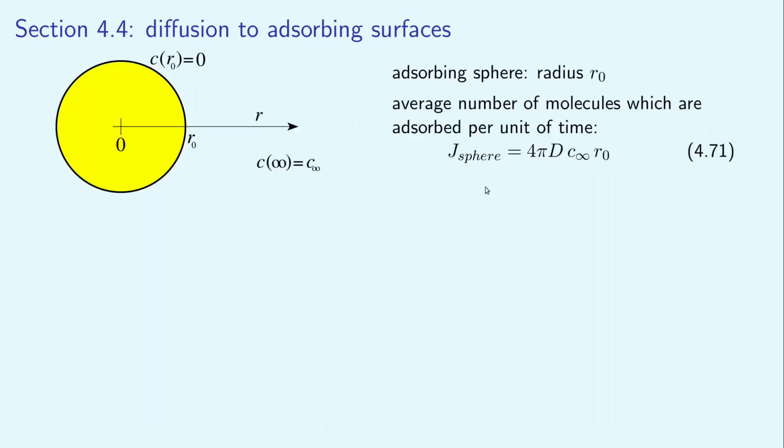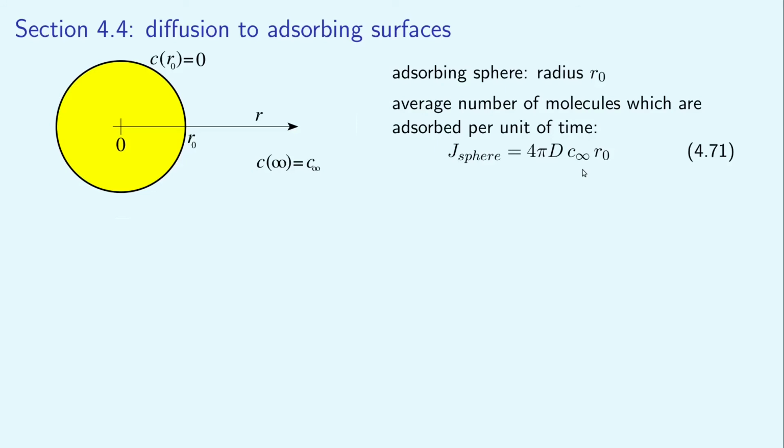We have already started to discuss boundaries which adsorb molecules in section 4.4. One of the studied models was the adsorbing sphere, where we obtained that the average number of molecules which are adsorbed per unit of time is equal to 4 pi D C infinity R0, where D is the diffusion constant and C infinity is the concentration of molecules far away from the adsorbing sphere.